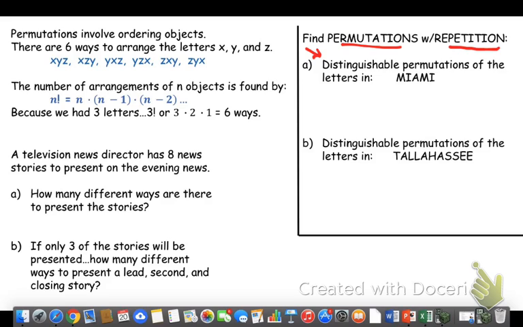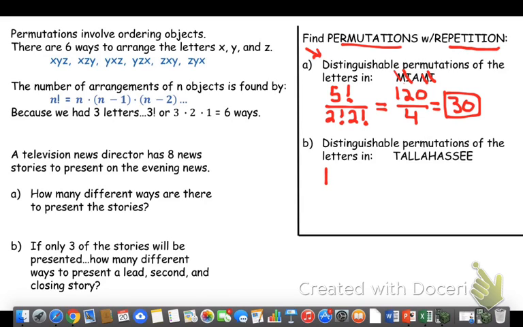There are 5 letters in Miami, so that's going to be 5 factorial in the numerator. And then we have repeating m's, so that's 2 factorial. And then we have repeating i's, so that's another 2 factorial. So 5 factorial comes out to 120 over 4, which gives us 30 possible ways.